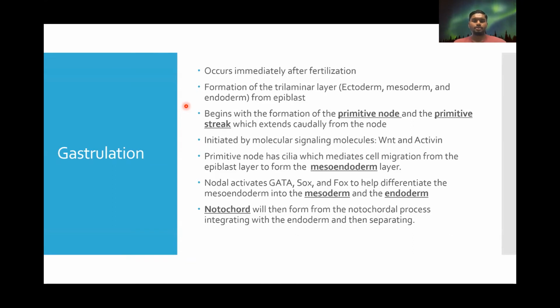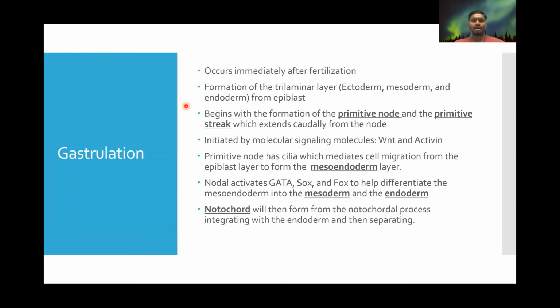Now, the reason why these things form is because cells will actually migrate from the epiblast plate into this primitive node and primitive streak and form inward, and then it'll eventually form 3 layers. So it has something called cilia. If any of you guys are taking physiology, we have cilia in our esophagus and our GI tract to help us push food along, or the bolus of food. Instead of a bolus in this case, the cilia on the primitive node will actually push the cells into this primitive node and primitive streak. And then once the cells migrate to their location, they will form the mesoendoderm layer.